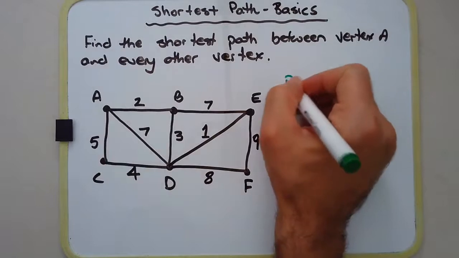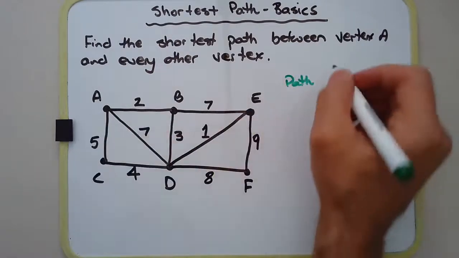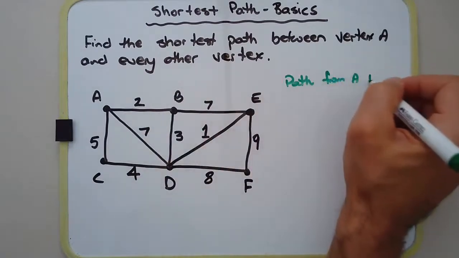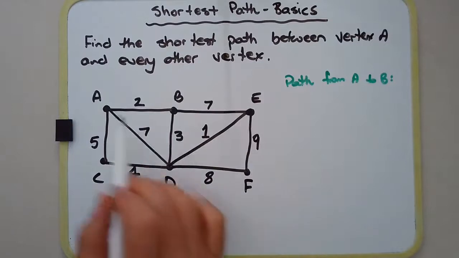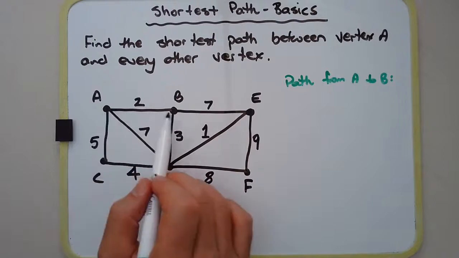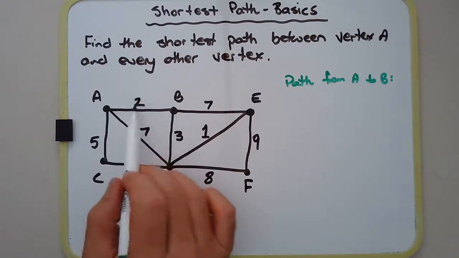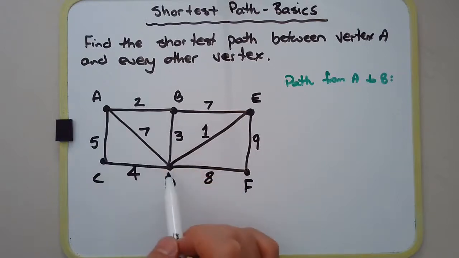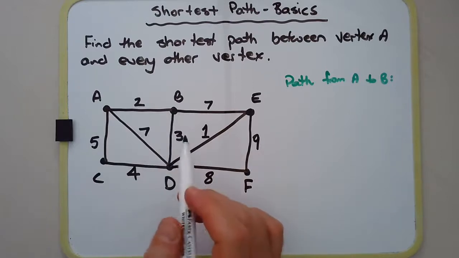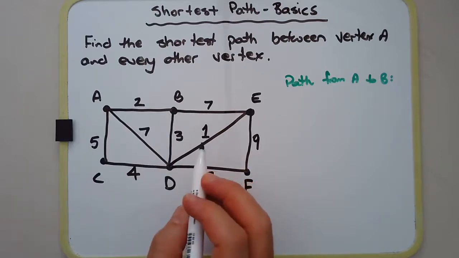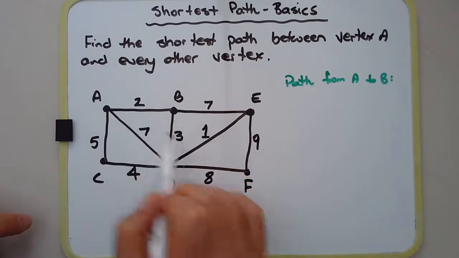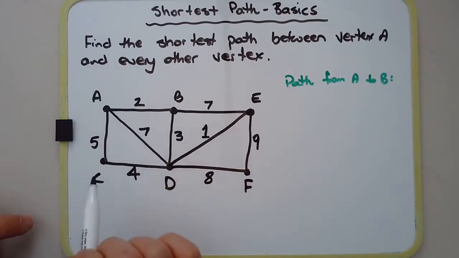We want the shortest path, so the path from A to B. We need to consider all the various ways we can get to B. We can get to B directly, so from A to B, that's a cost of 2. We can get to B via D, so we can go A, D, B, but that's a cost of 10, so certainly that's not the shortest path. When we say shortest path, it doesn't matter how many edges we choose. It's the sum of the weights on the edges that matters.